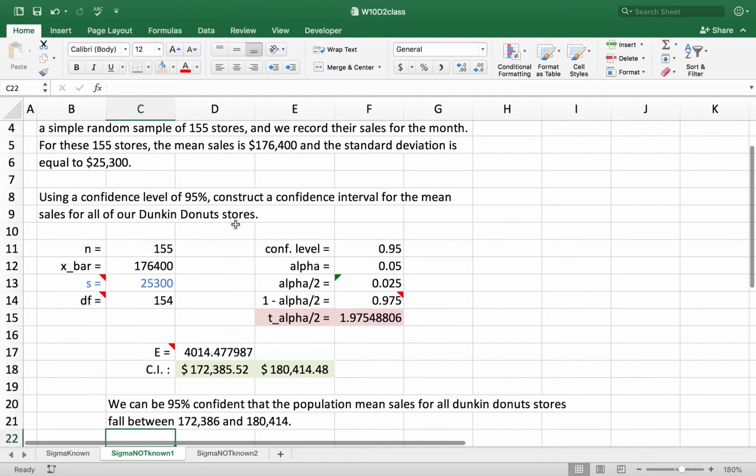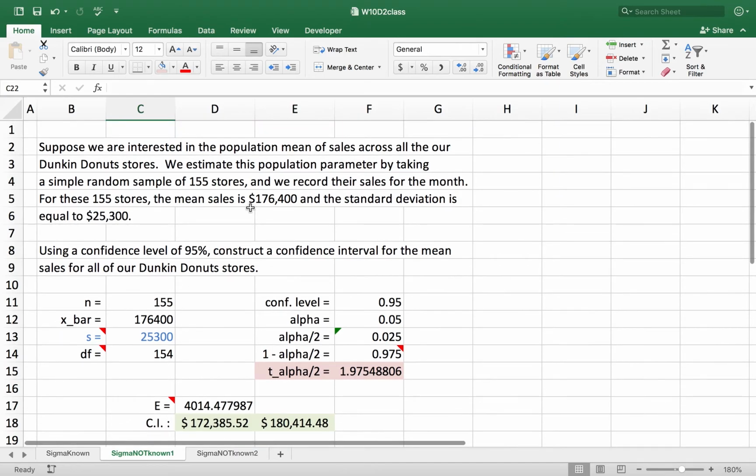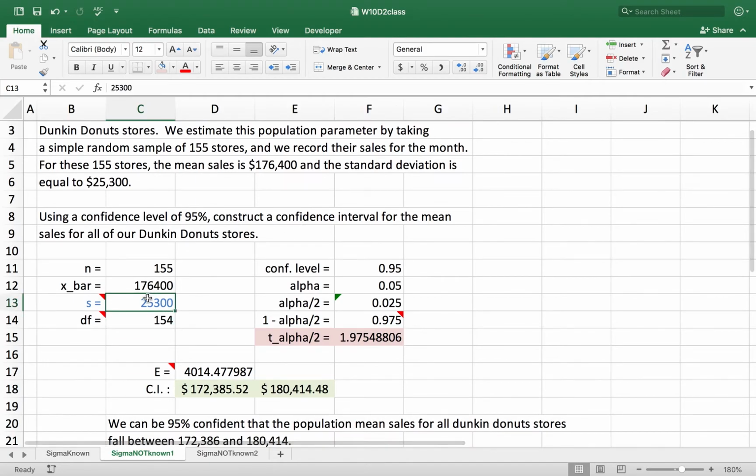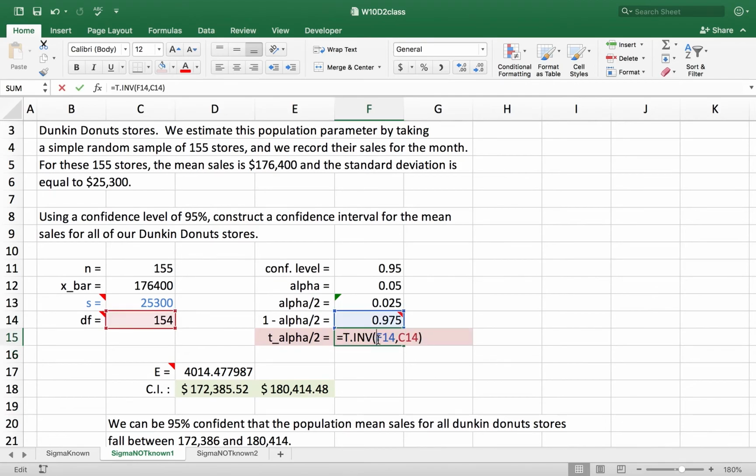Now the benefit of this is I didn't need to know what the population standard deviation in sales was among all the stores. I estimated that using a sample standard deviation for just the 155 stores we collected in this example. And then to adjust for the fact that we're using a sample standard deviation, we need to use a t critical value, a t alpha over 2. And that was adjusted for by the size of the sample that we worked with by providing this degrees of freedom information.